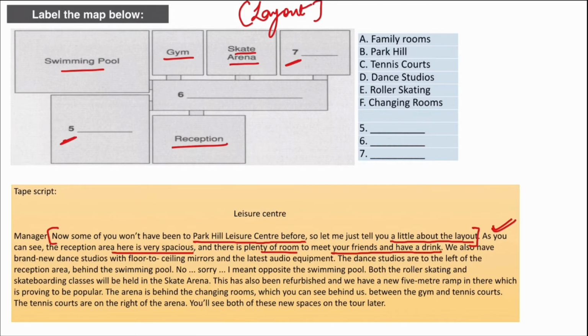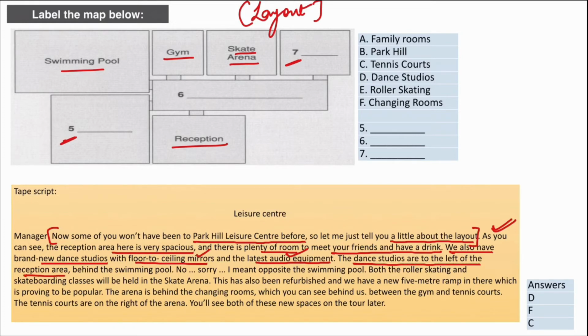Now sometimes what will happen is that too much information will be provided to you by the speaker in the conversation, or in the speech if it is a monologue. In this case, you do not have to focus on the conversation, rather just follow the description and the directions to reach your question and find your correct answer. So here you need to just focus on this. Brand new dance studios, he used the word, with floor to ceiling mirrors and latest audio equipment. We do not know where the dance studios are, but they are giving extra information which is not relevant now.